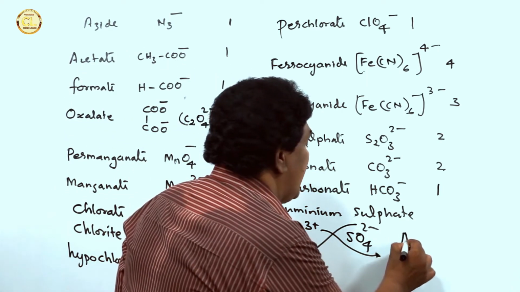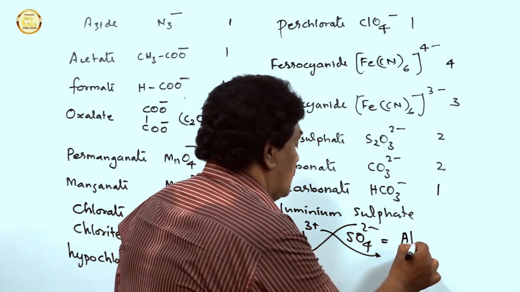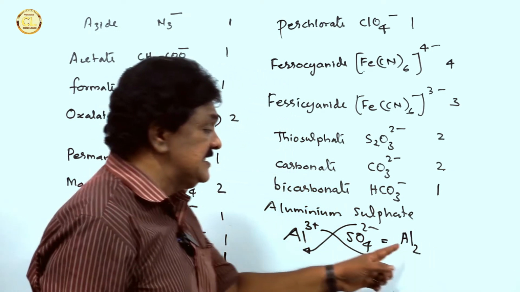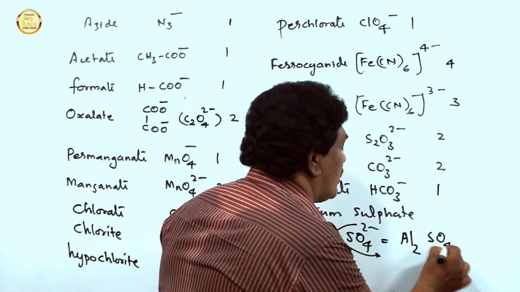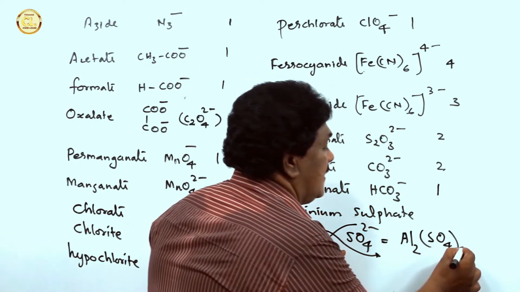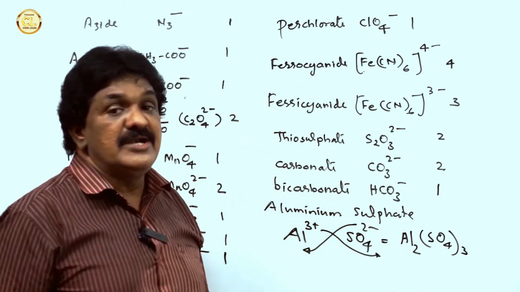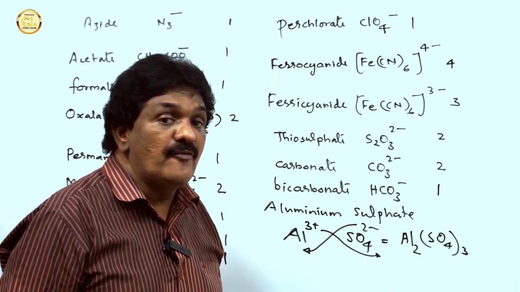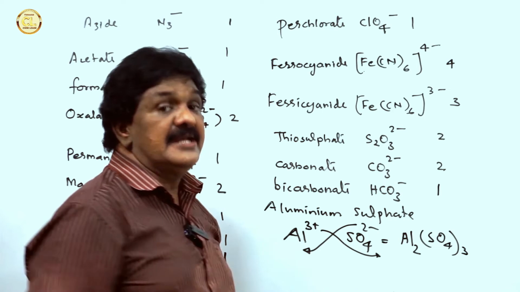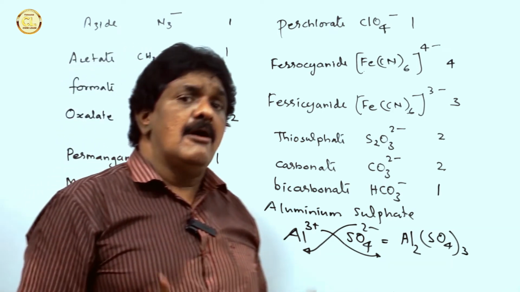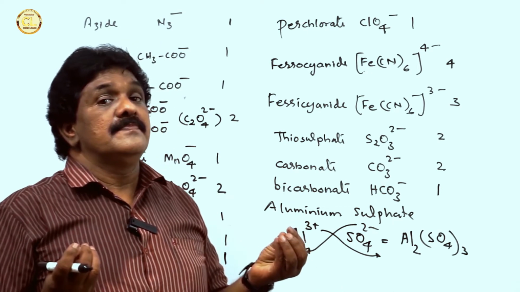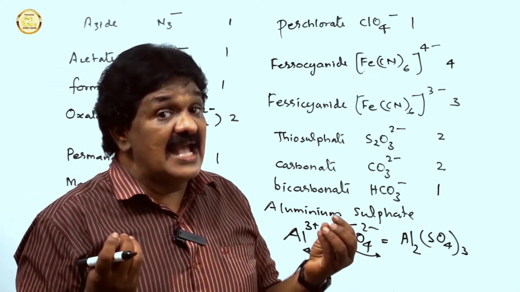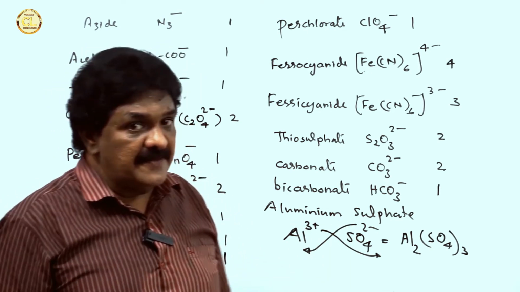So, we get Al2. The subscript of aluminium is 2, and the subscript of sulfate, SO4, is 3. So, the formula of the compound is Al2(SO4)3. In similar manner, you can write a large number of formulae from some names and valencies of ions. Okay.